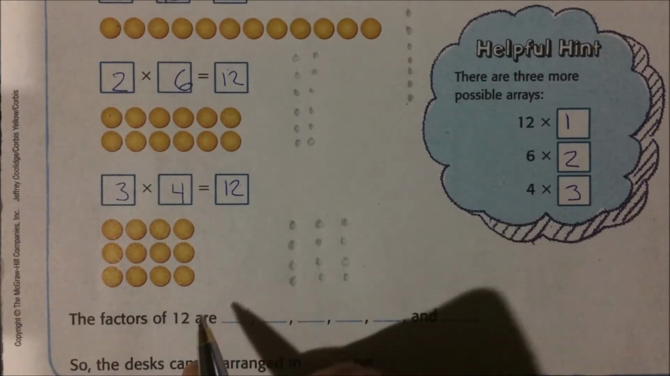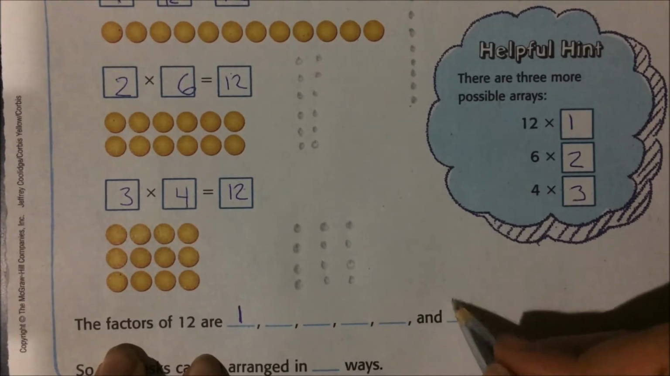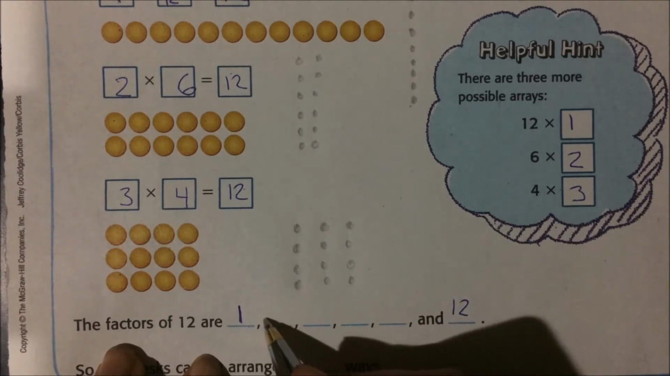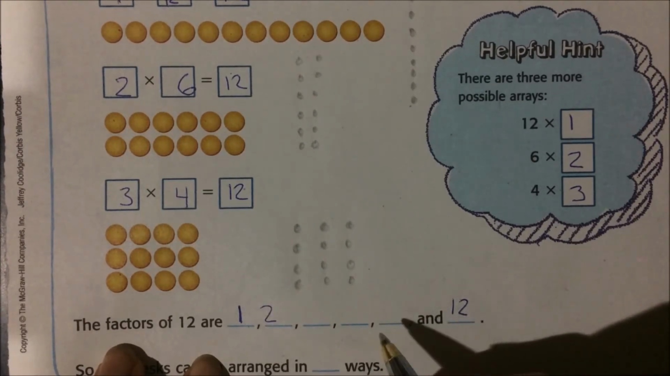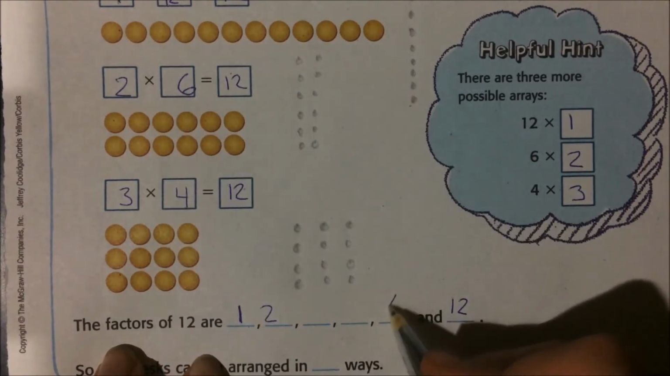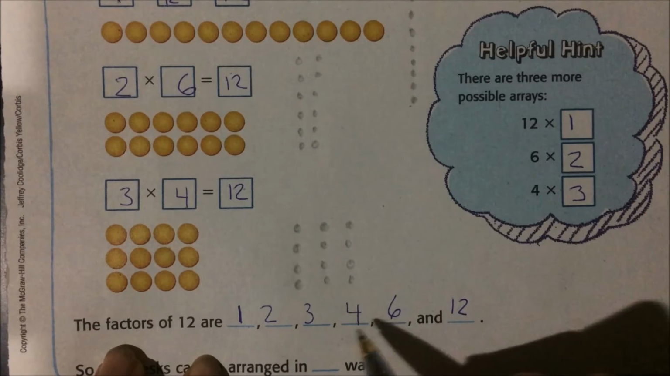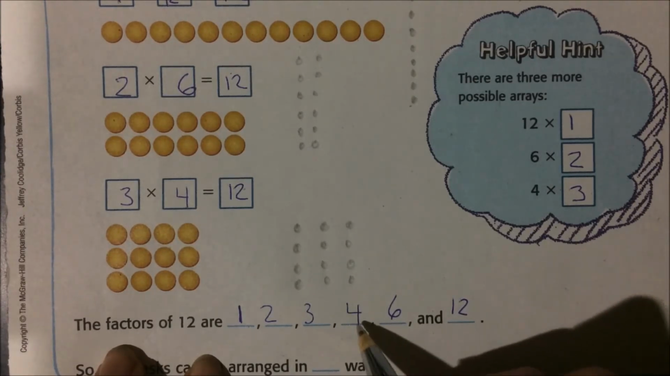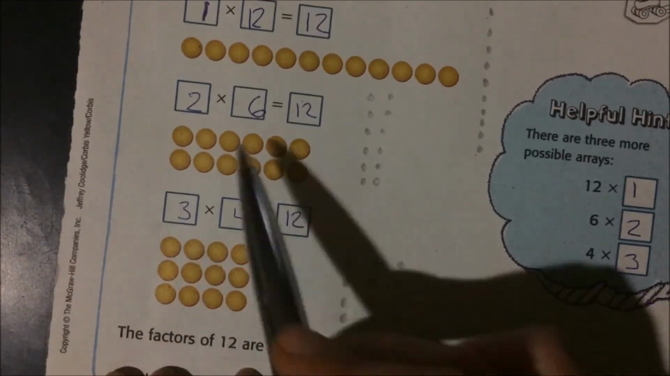So the factors are, now remember what I told you, always start out with the 1 and the number you're looking at, and then try to close the gap. So 1 times 12 is 12. Now 2. 2 times what? 2 times 6. So put the 6 on this side. Now what's the next number? 3. 3 times what? 4. We close the gap because the next number would be 4, and we've already written it. So the desks can be arranged in 1, 2, 3, 4, 5, 6 different ways.